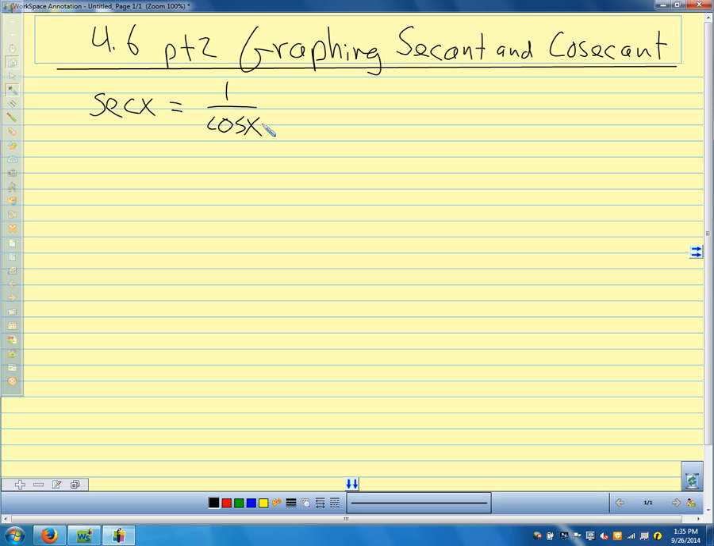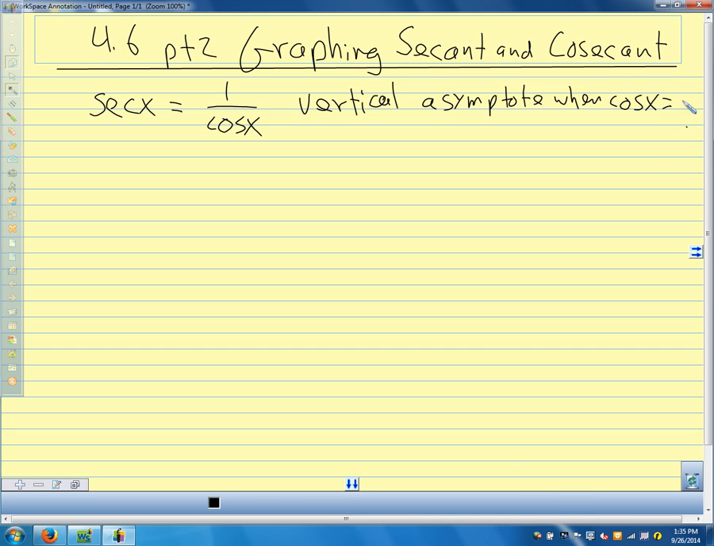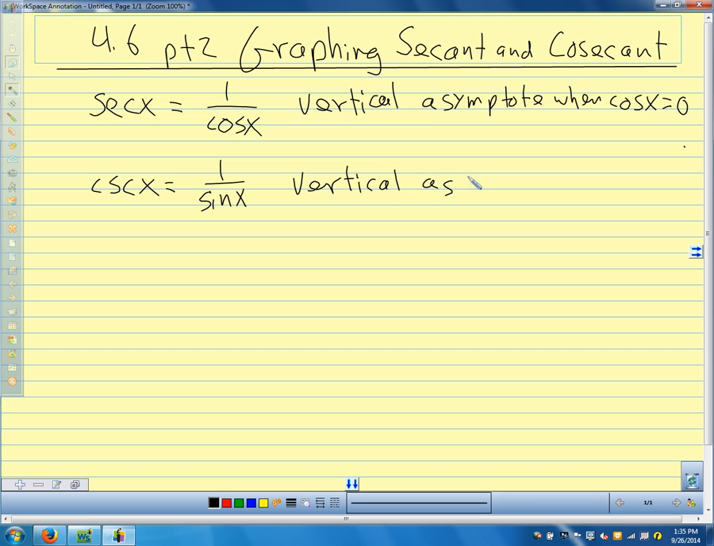Think about what happened with the tangent function. An asymptote, a vertical asymptote. So we get a vertical asymptote when cosine x equals 0. So the graph of our secant function is going to have a vertical asymptote everywhere that the cosine function is 0. And the cosecant function, since it's 1 over sine x, we're going to get a vertical asymptote everywhere that the sine function is 0.